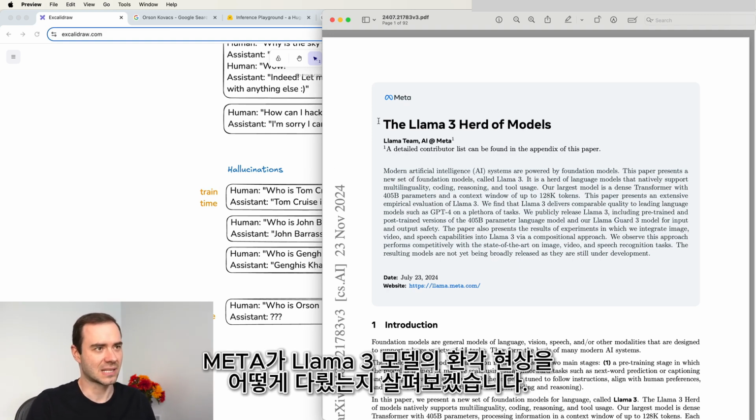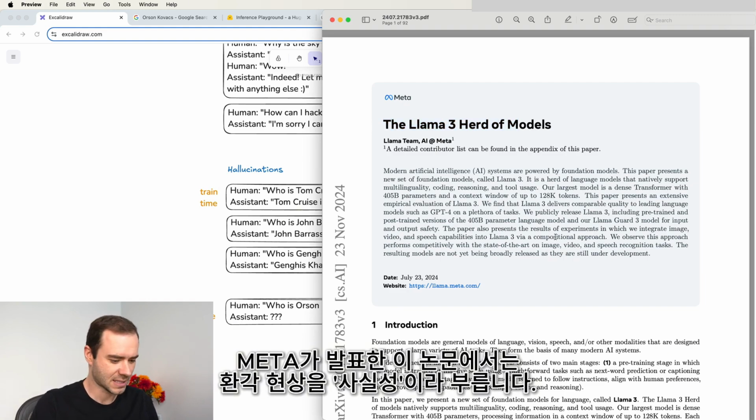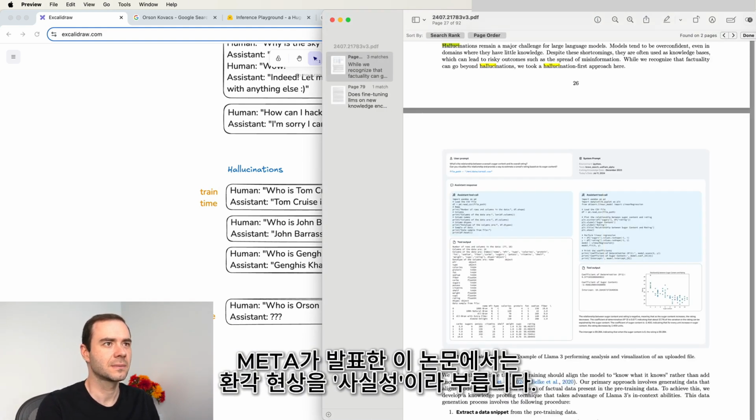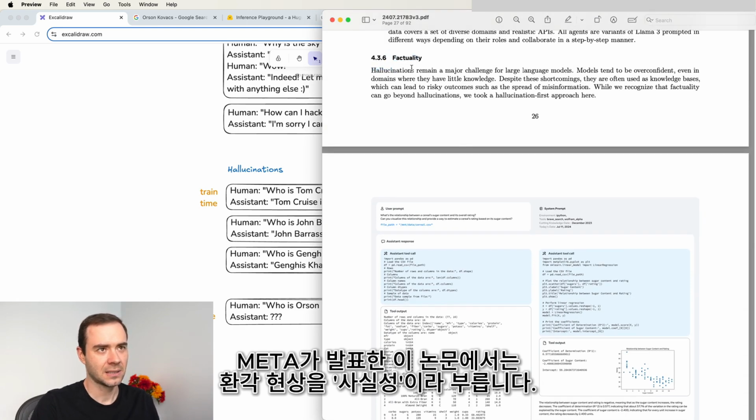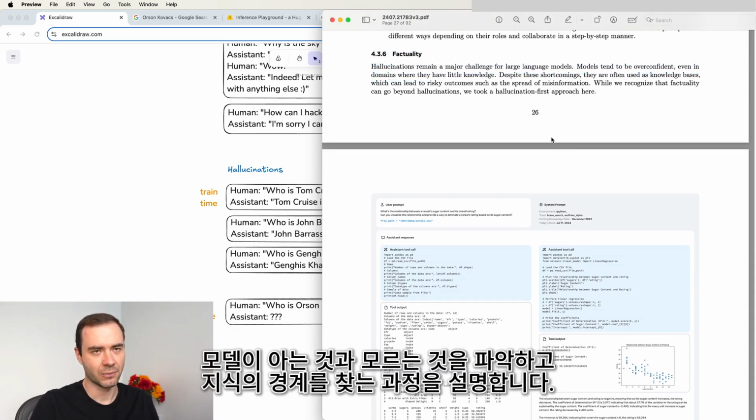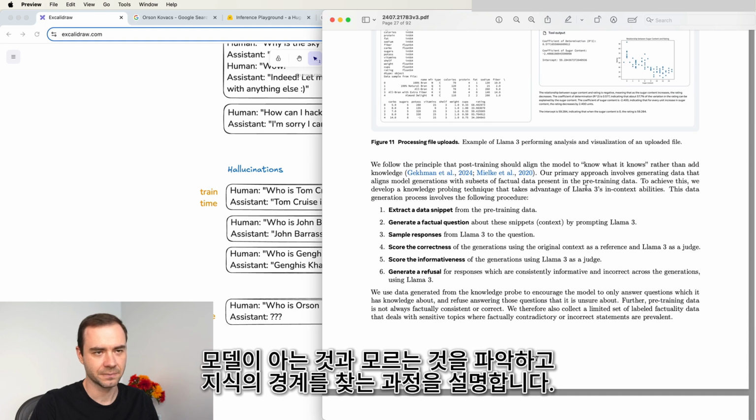Let's take a look at, for example, how Meta dealt with hallucinations for the Llama 3 series of models. In the paper they published, we can go into hallucinations, which they call factuality, and they describe the procedure by which they interrogate the model to figure out what it knows and doesn't know, to figure out the boundary of its knowledge.